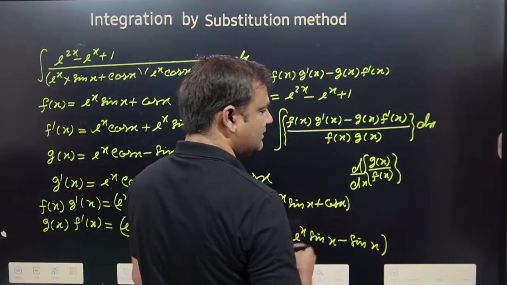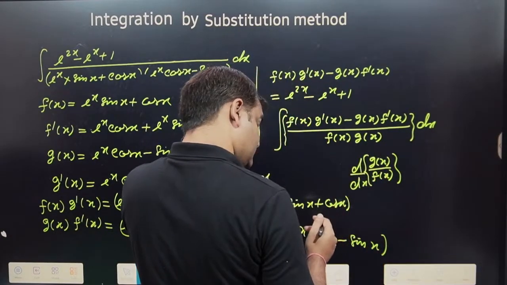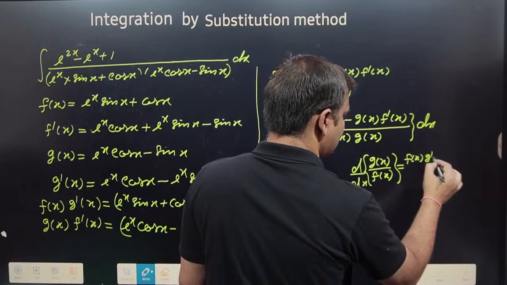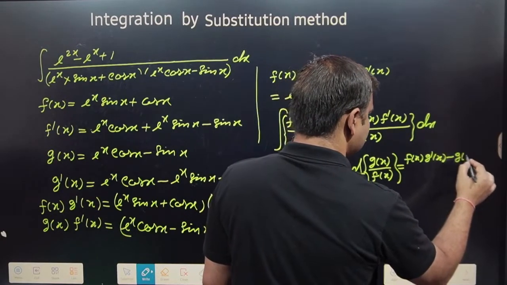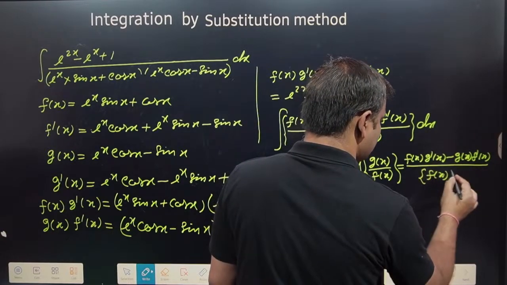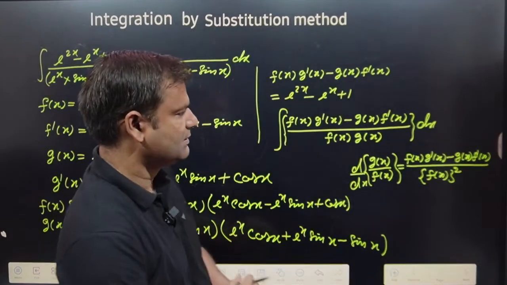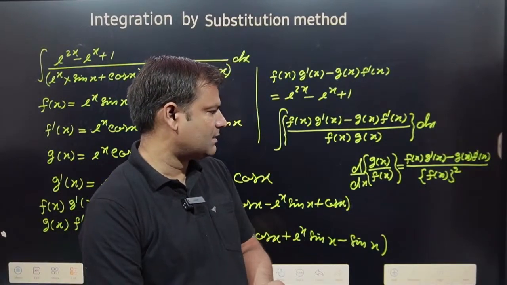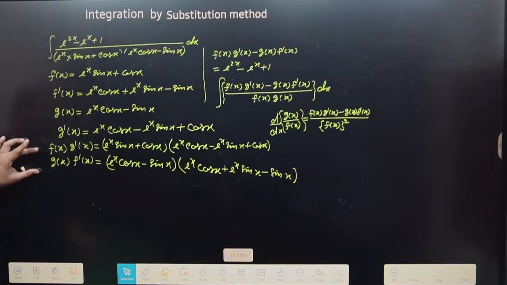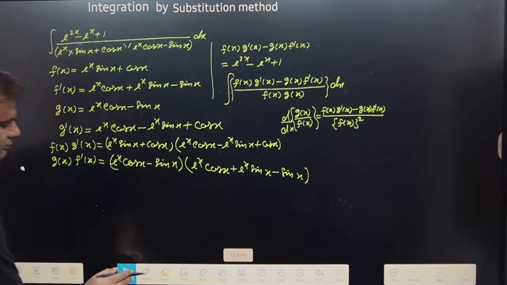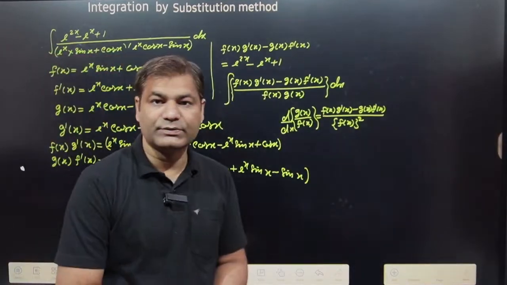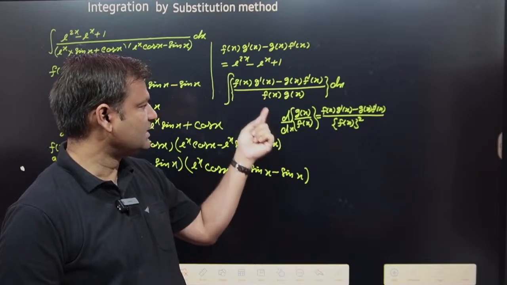If you take this one as t, so you can say that this is basically f of x into g prime x minus g of x into f prime x whole divided by f of x whole square. Is that clear?